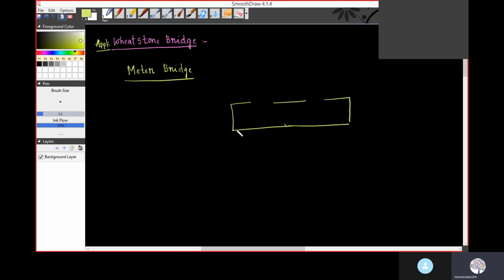Now this is a wire between these two points, let us call them A and B. These are copper strips actually. This wire is 1 meter, that is 100 centimeters, so that's why this is called a meter bridge. And from the center we connect one galvanometer here.